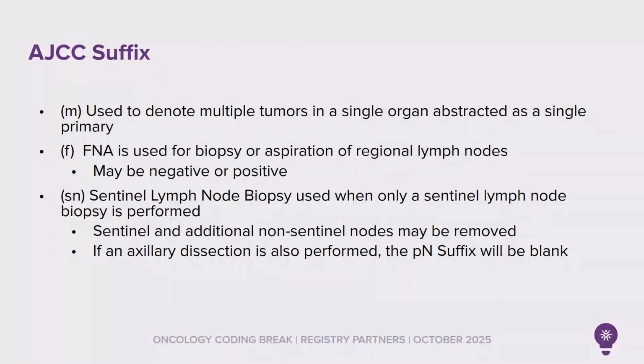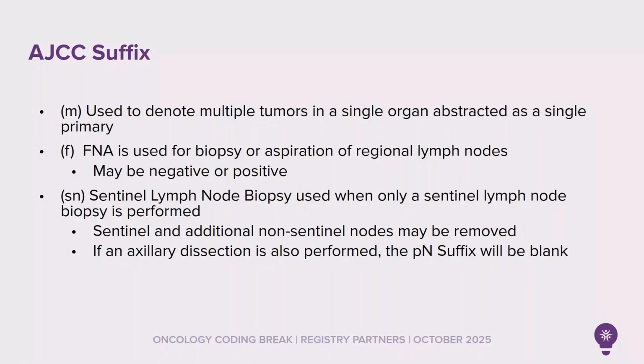When should a suffix be used when assigning AJCC stage? Per the general instructions from AJCC, the m suffix is used in the T category to denote multiple tumors in a single organ that are abstracted as a single primary. Take note, though, the m suffix applies to multiple invasive tumors only. It does not include multifocal in situ or a mixed invasive or in situ cancer.